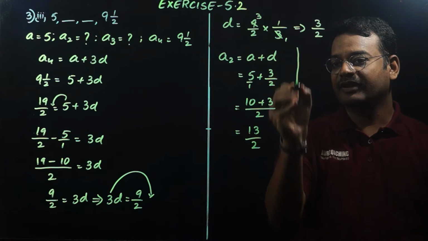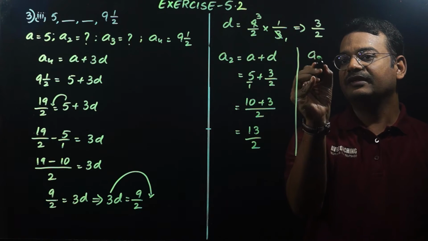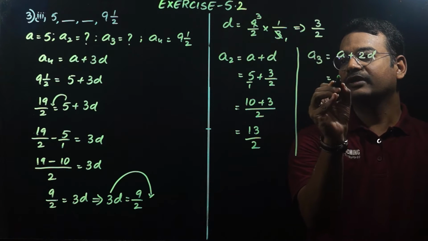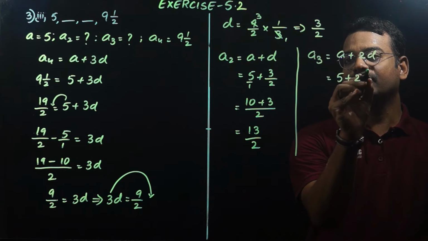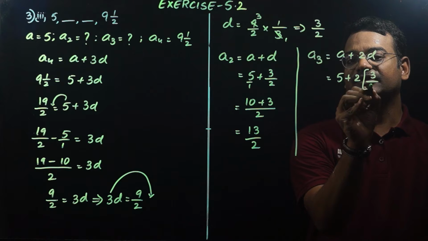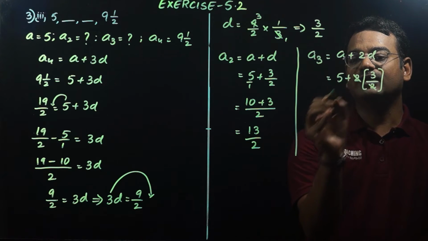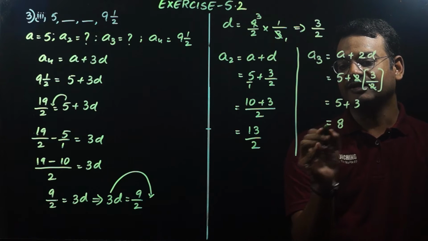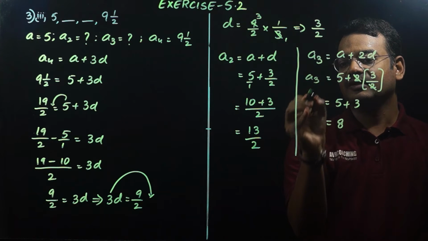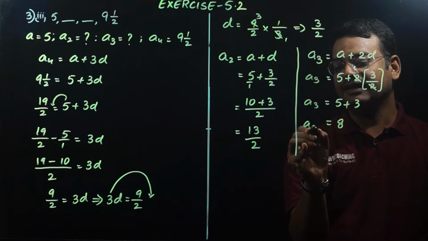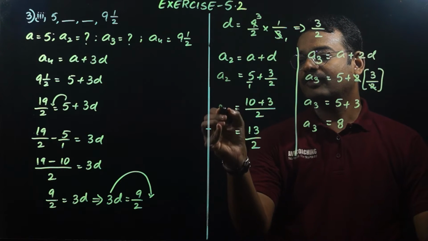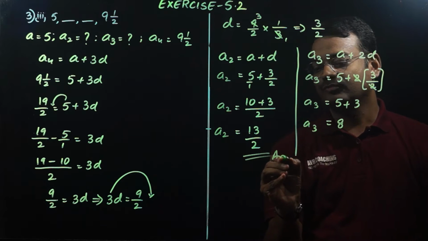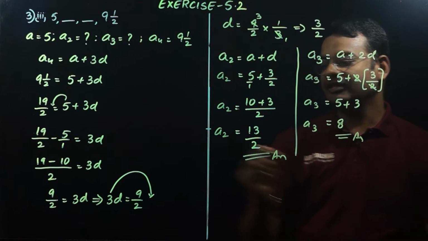Similarly, we can find the A3 value. A3 is nothing but A plus 2D. So A value is 5 plus 2 into D. D value is 3 by 2. So this 2 gets cancelled. Now this 5 plus 3 is equal to 8. So A3 value is 8 and A2 value is 13 by 2. So these both are the missing terms in the sequence.